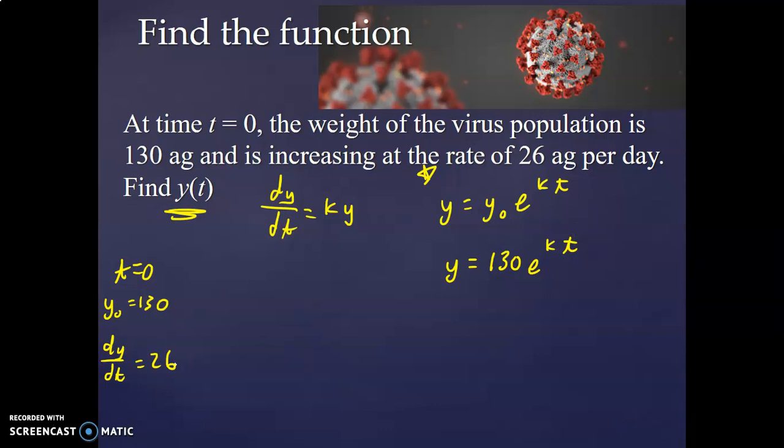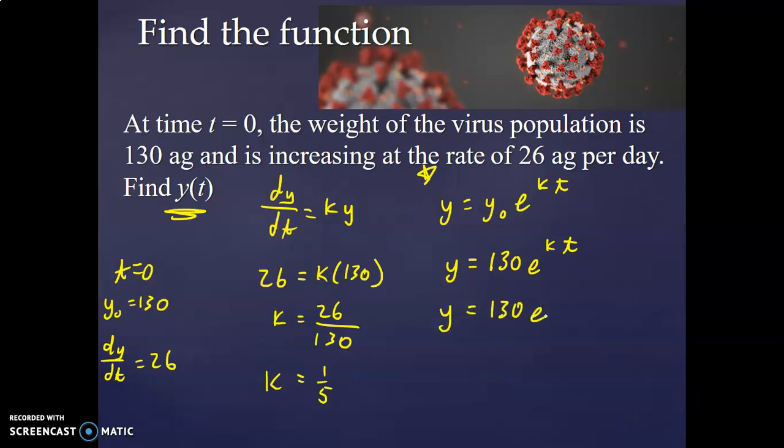They gave me a rate and they gave me an amount at the same time. It was time equals 0. So I can plug these 2 values in here. I have a rate, and then I have k times an amount, so I can solve for k. 26 over 130, which would be 1/5. So then over here, I can say y equals 130 e to the 1/5 t.